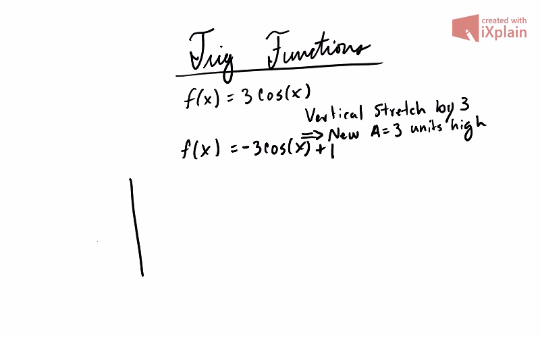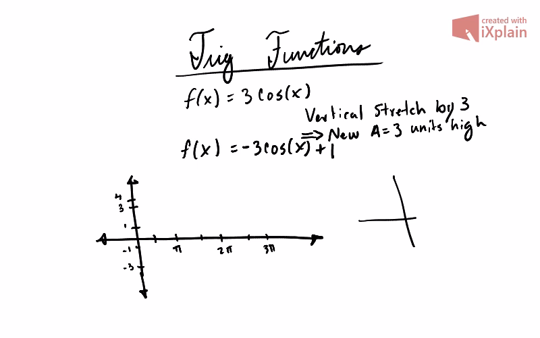Draw your x and y axes. Because it's cosine, I'm going to label everything by increments of pi halves. So pi halves, pi, 3 pi halves, 2 pi, 5 pi halves, 3 pi, 7 pi halves, and so forth. And I'm going to do 1 here, negative 1 there. I'll do 3 here, negative 3 there. And then I'll do 4 because I'm moving everything up by 1.